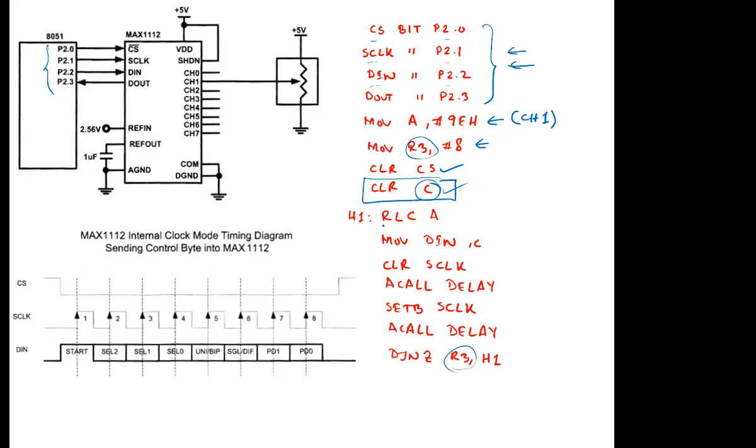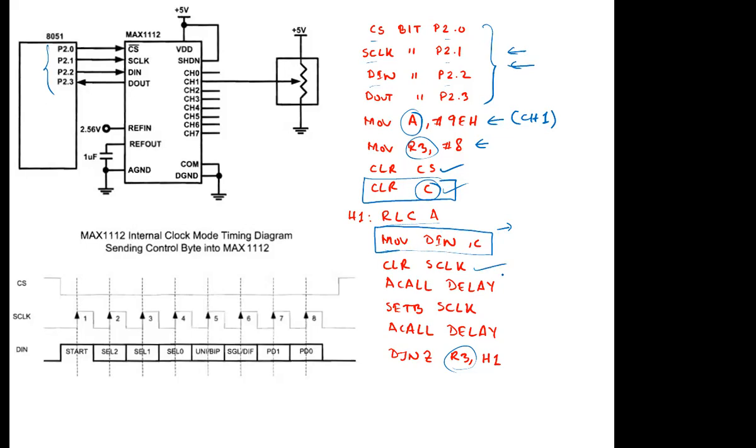Then what we do: rotate left through carry the accumulator. You see the accumulator already contains your control byte. So you simply move one bit to the carry. The leftmost bit will move on to the carry. Then you move the carry to this D in. However, when you write this, the line is not executed right away. I repeat, whenever you write MOV D in, C, the value of the carry flag does not move into this D input right away. It waits. It waits for what? Rising edge or falling edge of the serial clock? Rising. Exactly. It waits for the rising edge of the serial clock. Okay, so you have already given the command, but it does not move.